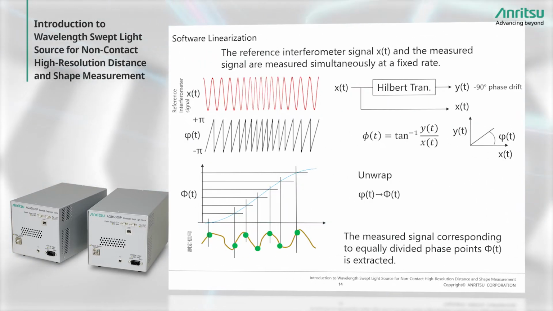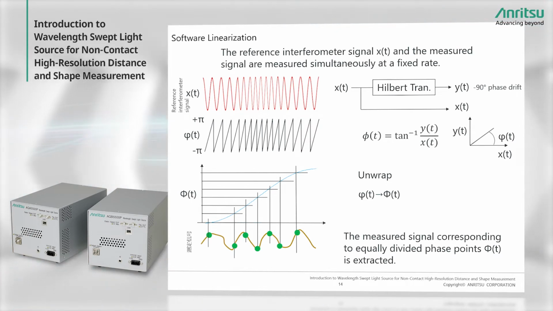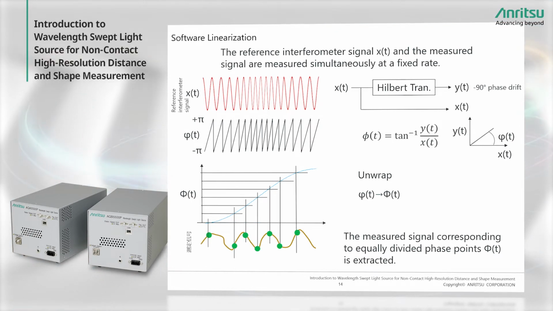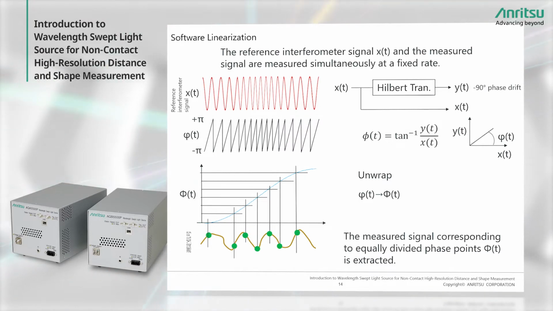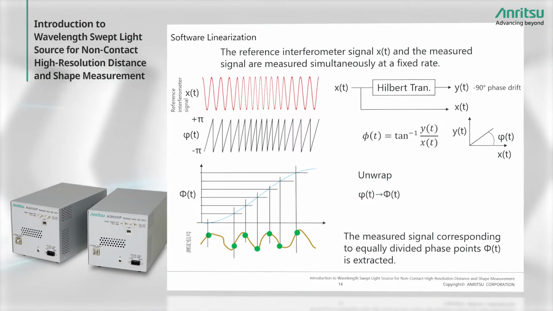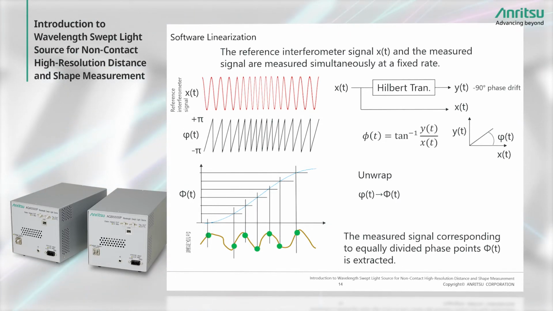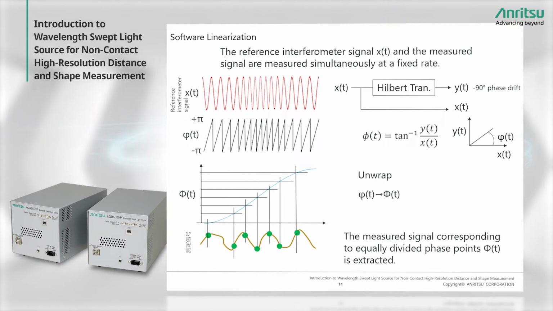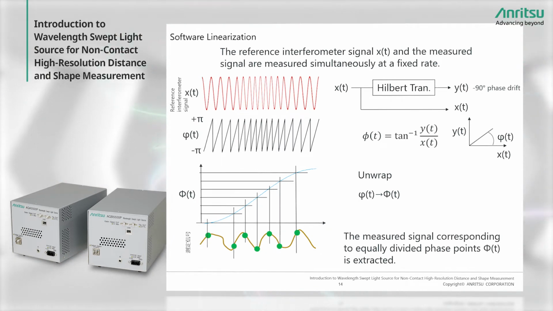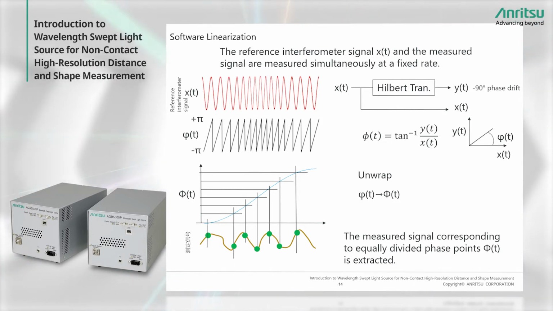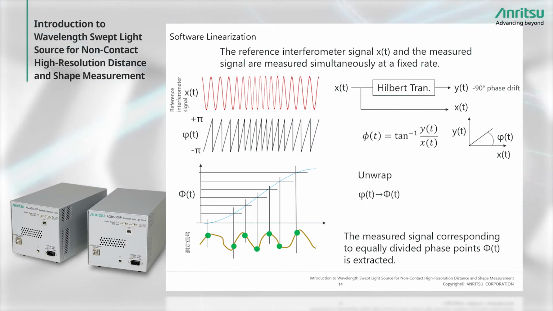Continuing on, this slide explains software linearization. This method performs simultaneous measurement of the reference interferometer and measurement interferometer signals at the AD converter. When the reference interferometer signal is X here, the phase of X is calculated for a 90 degrees phase drift after applying Hilbert transformation with a digital filter. Consequently, the phase of both the 90 degrees phase drifted Y and the original X waveforms can be calculated to find the phase of the reference interferometer signal.